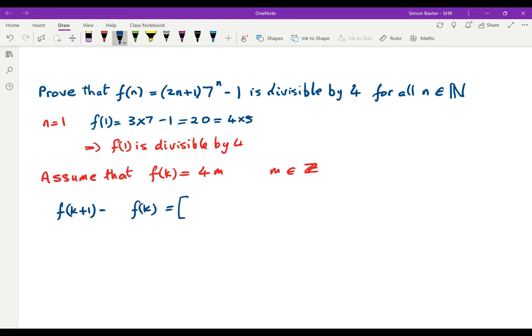If I put k plus 1 instead of n, I get 2 times (k plus 1), which is 2k plus 2, plus 1 gives me plus 3, times 7 to the power n equals k plus 1, 7 to the k plus 1, minus 1. So there we have f of k plus 1. Subtract, little space again, f of k, which is (2k plus 1) times 7 to the k, minus 1.